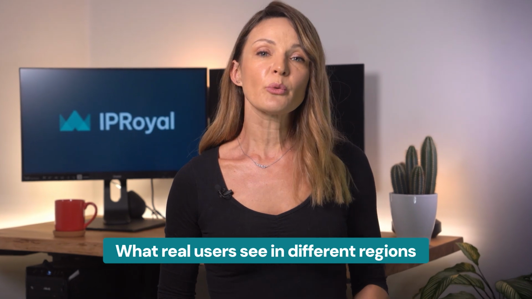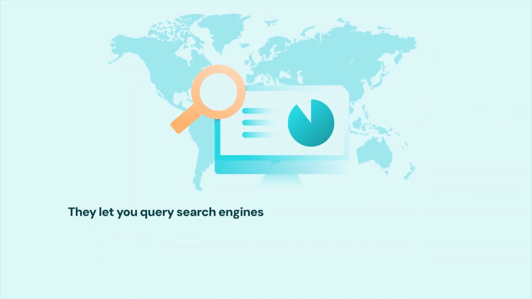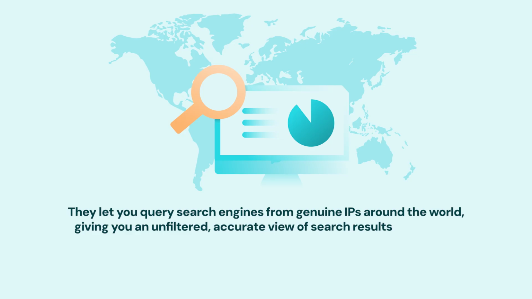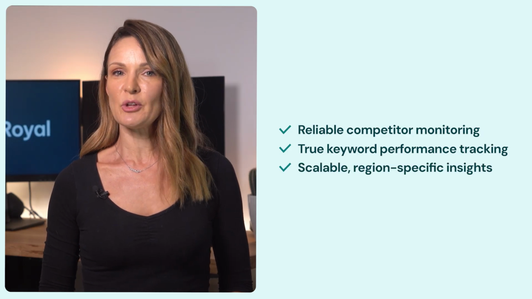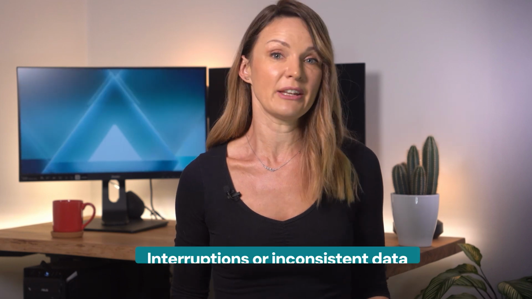To measure rankings, ads, and visibility, you need to see what real users see in different regions. This is when residential proxies come in. They let you query search engines from genuine IPs around the world, giving you an unfiltered, accurate view of search results worldwide. This means reliable competitor monitoring, true keyword performance tracking, and scalable region-specific insights. With residential IPs, you get high trust levels and automatic rotation, giving you a true view of the search landscape without interruptions or inconsistent data.